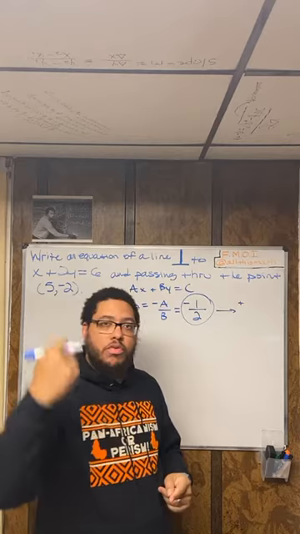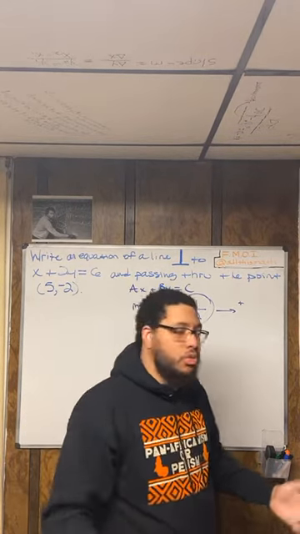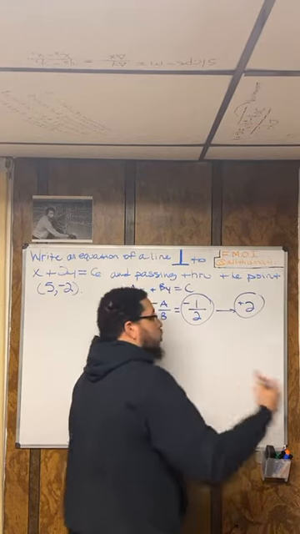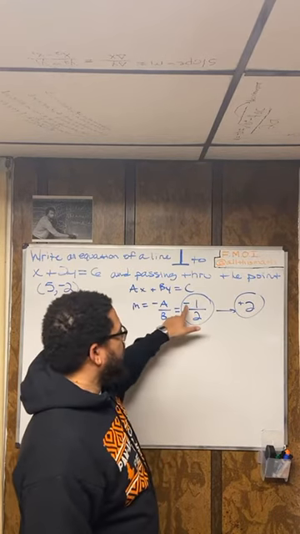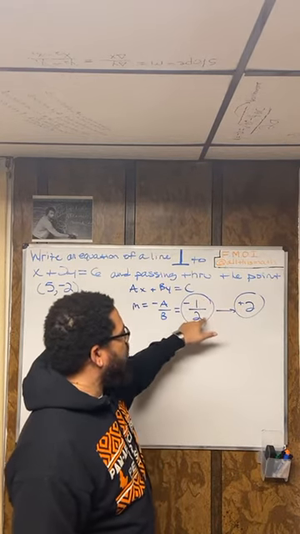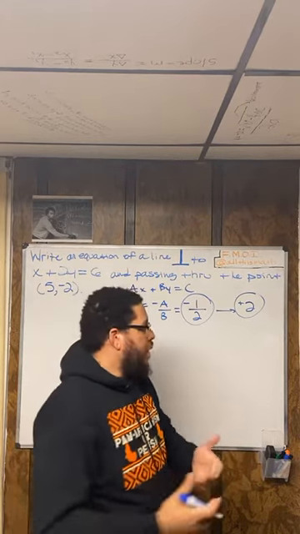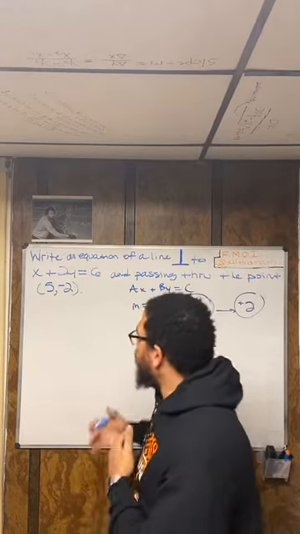So now I have 2 over 1. But instead of writing 2 over 1, I can simplify that and just call it 2. So the slope of the line that I'm looking for is positive 2, because the negative of a negative is a positive, and the reciprocal of 1/2 is 2 over 1, which is the same thing as 2. So now, we did the first step. We found the new slope.